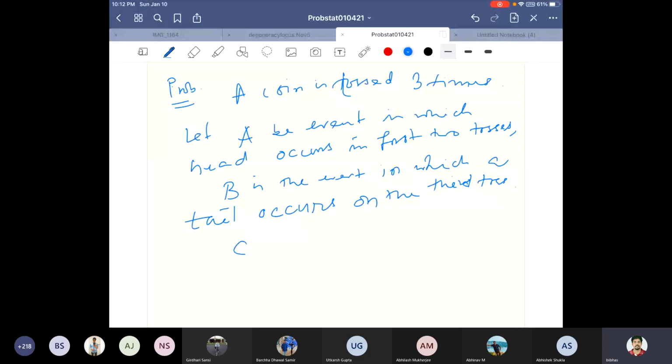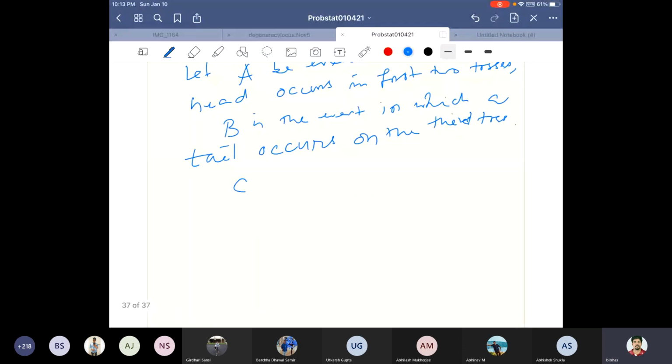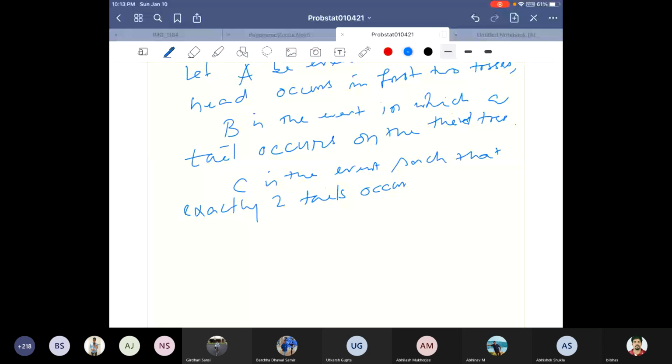And consider another event C. This is the event such that exactly, let's say, exactly 2 tails occur in 3 tosses.